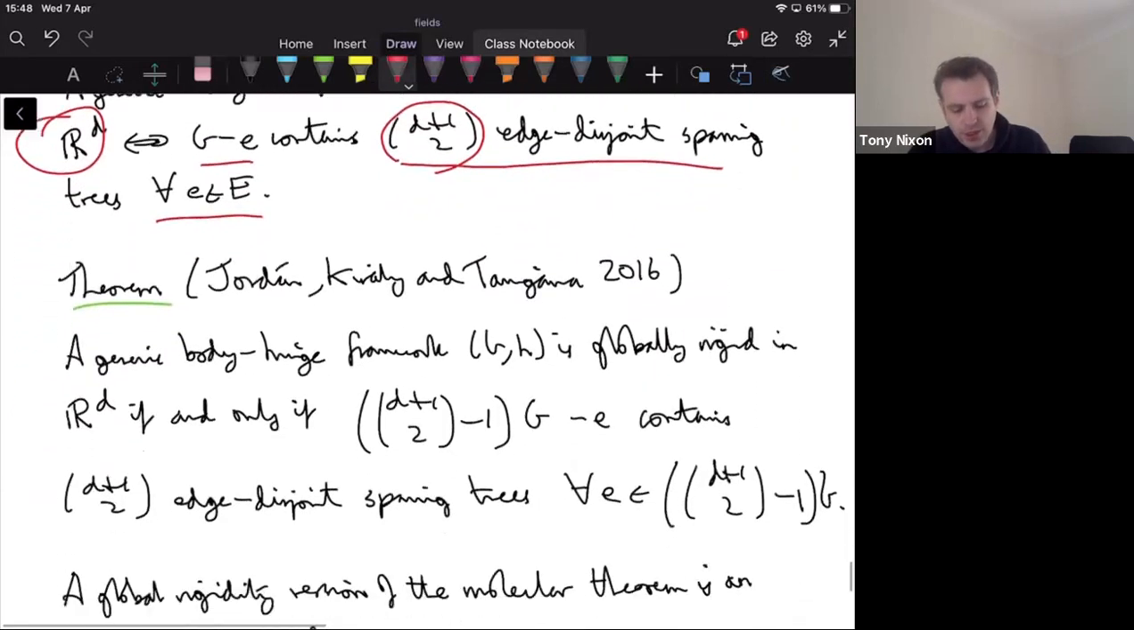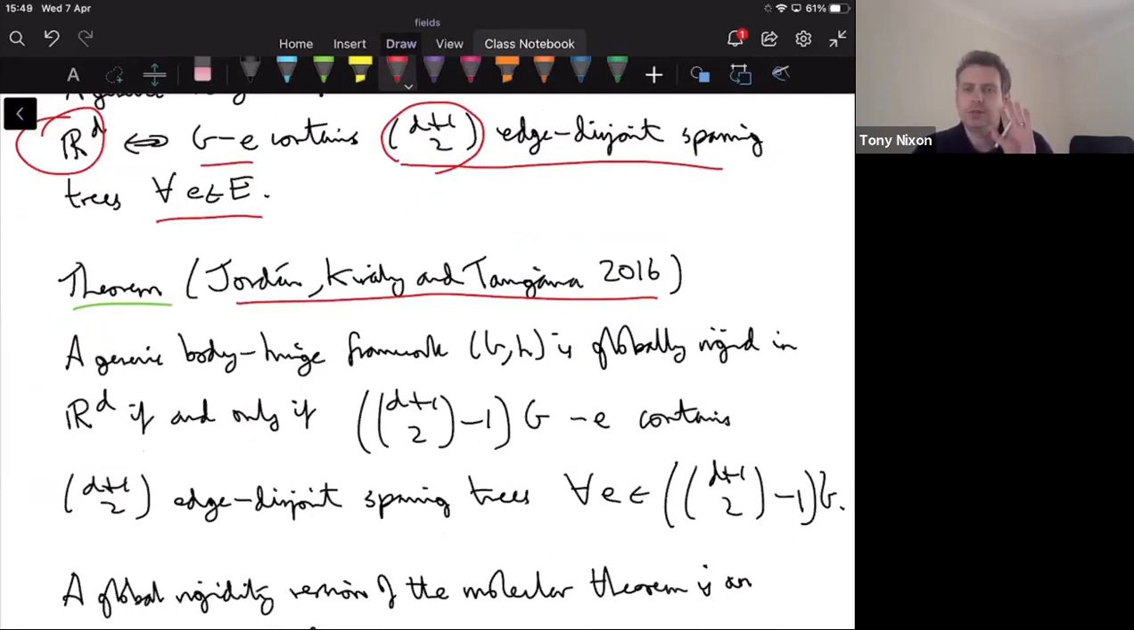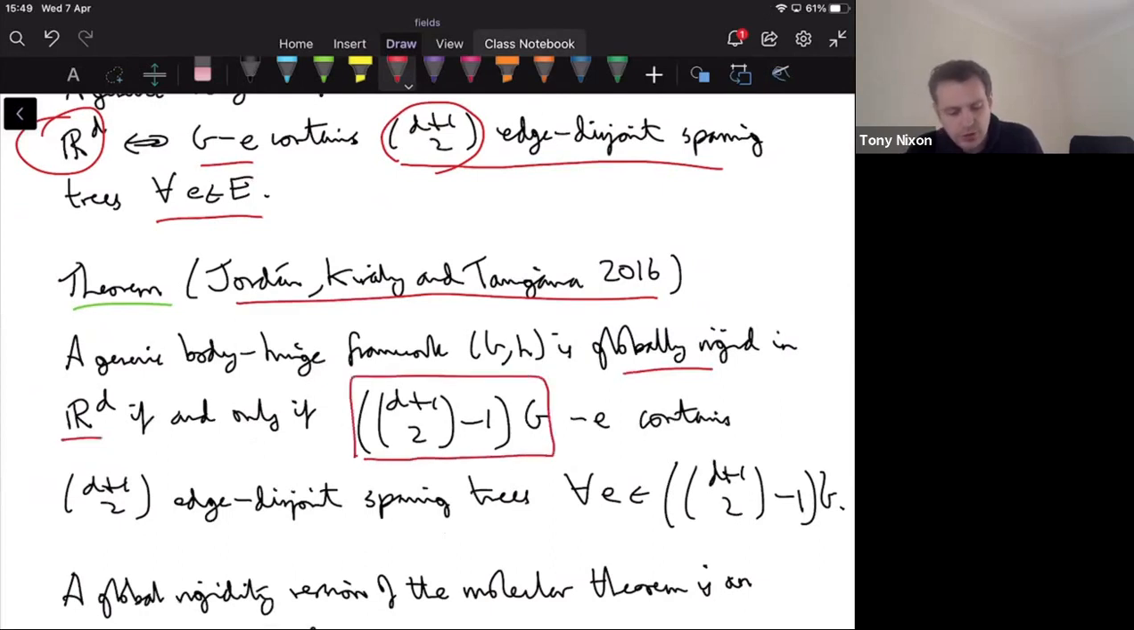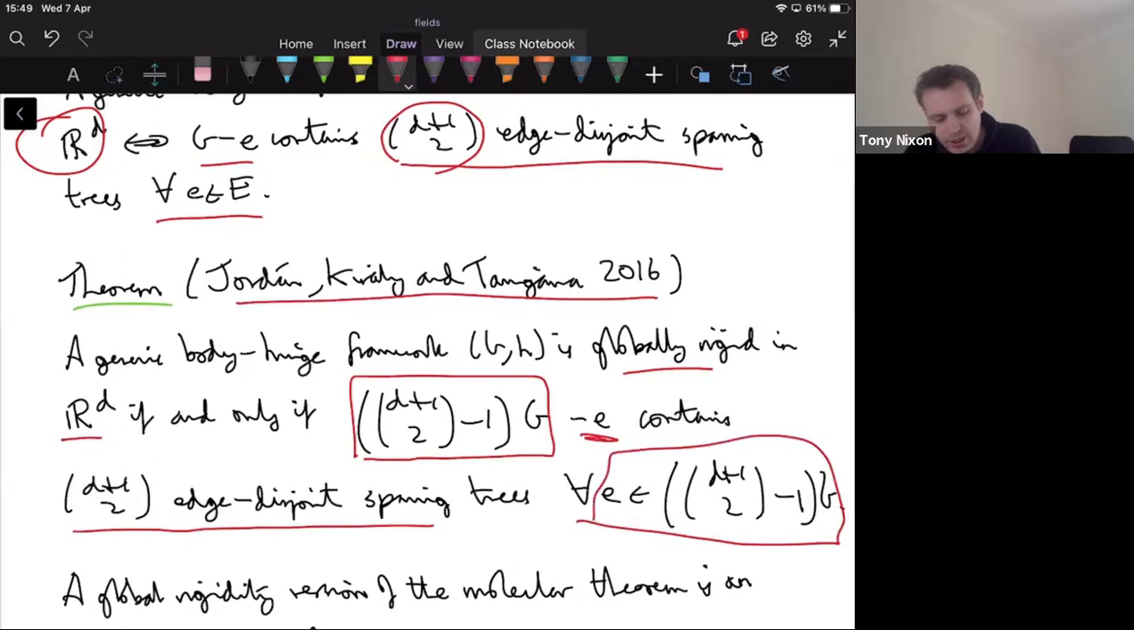In terms of body-hinge frameworks, it's a few years later that Tibor Jordán, Csaba Király, and Shin-ichi Tanigawa solved this problem. And again, it's exactly the statement that you just turn the right-hand side of the body-hinge rigidity result from rigidity into redundant. So we want global rigidity in R^d if and only if the same sort of 5G kind of thing, (d+1 choose 2) minus 1 copies of G, minus any edge, for all edges, contains (d+1 choose 2) edge-disjoint spanning trees. And here I should emphasize that it's for all edges in this big graph rather than for all edges in G to start with.